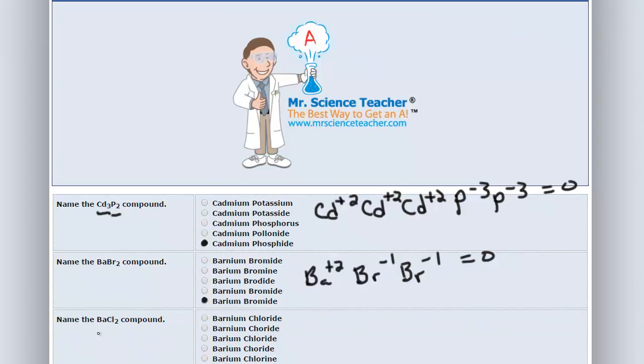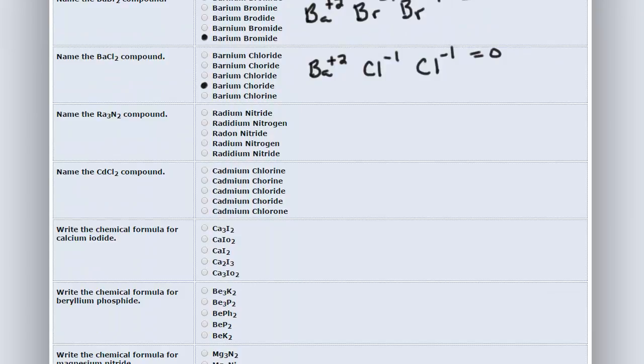Name the BaCl2 compound. Well, barium, again, is a +2 ion, and chloride is a -1. And so our math equation is +2 -1 -1 is 0. Barium chloride. All right, I'm hoping you're finding these easy.